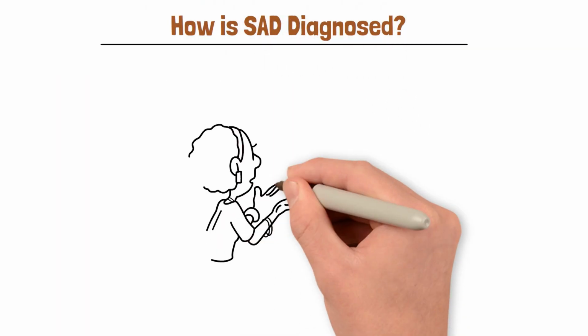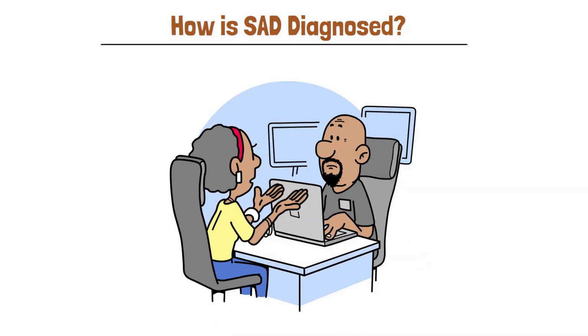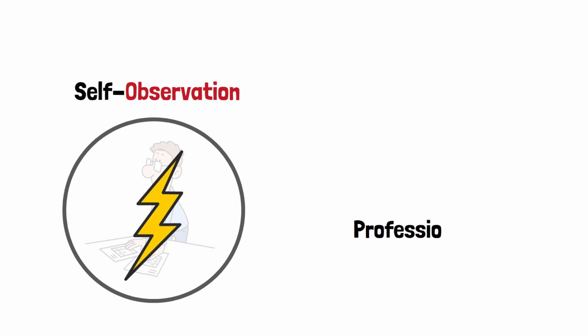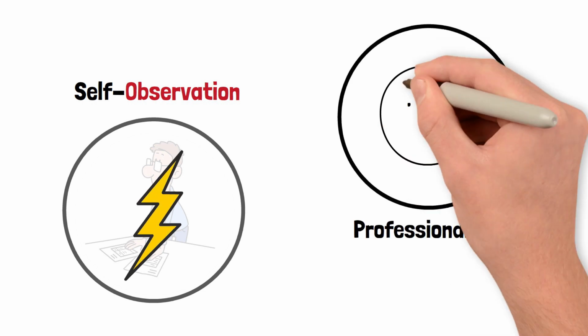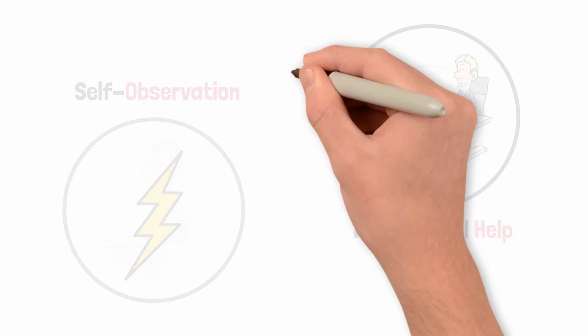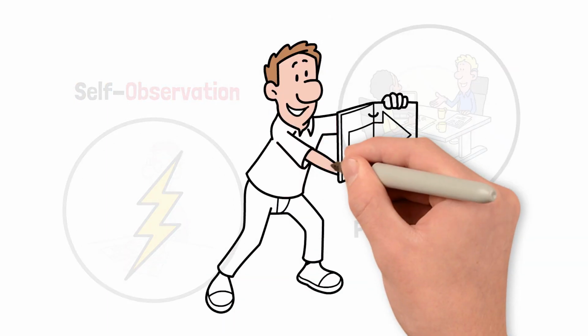Now let's look at the next point and understand how its diagnosis is done. There are specific ways to diagnose it, such as self-observation, keeping an eye on your mood and energy levels. Next, professional help. If you think you are affected by SAD, you should see a mental health professional. Friends, these are the ways to diagnose it.